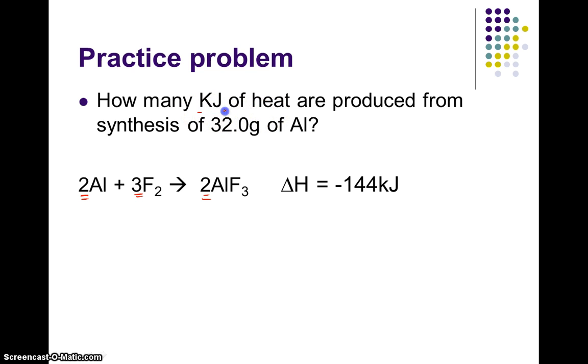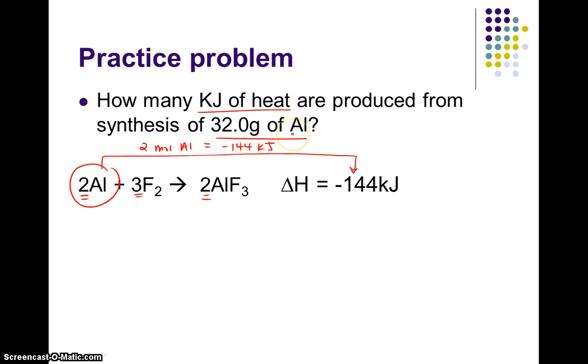So if we look at the problem that we're solving in the Google form, I wanted to know how much heat I can make when I react 32 grams of aluminum. So I want to use my aluminum piece to my energy. What this tells me is that for every 2 moles of aluminum that I put in, I can make 144 kilojoules of energy. If I look at where I'm starting in the problem, I've got mass. So in this problem, I'm going from mass to moles to heat. So it's a two-step problem. I want to know how many kilojoules I can make when I react 32.0 grams of aluminum.